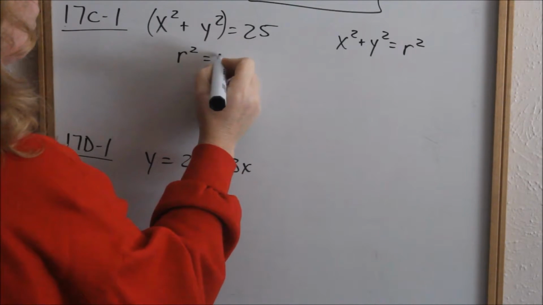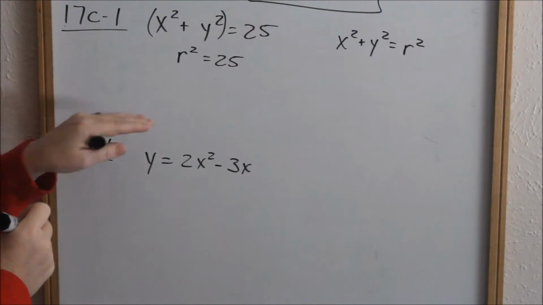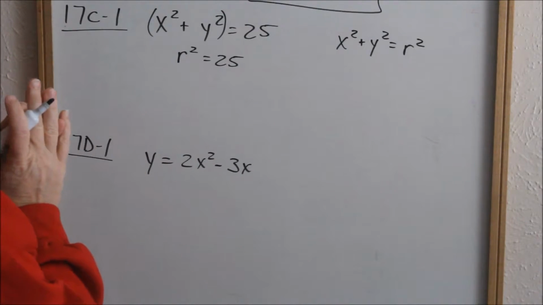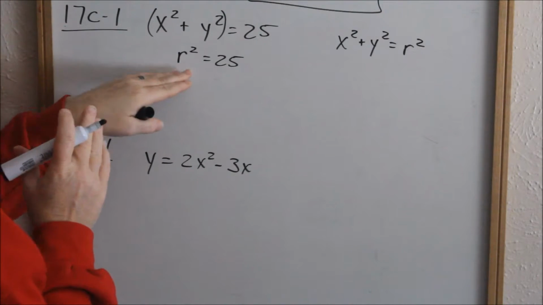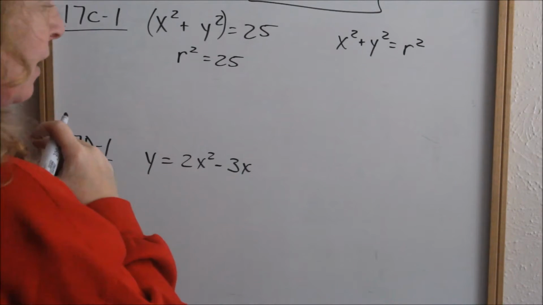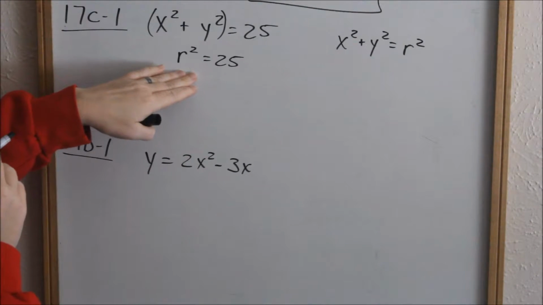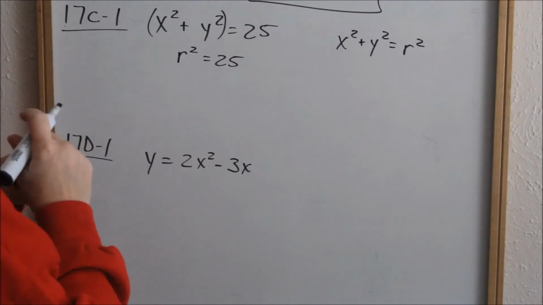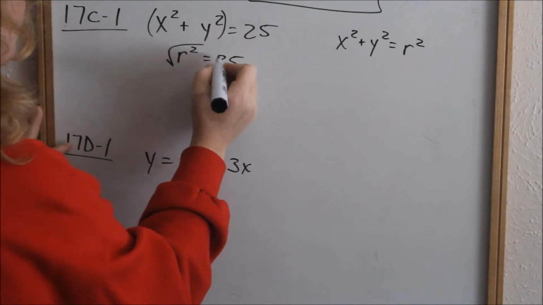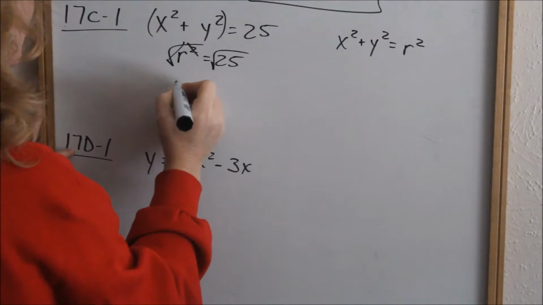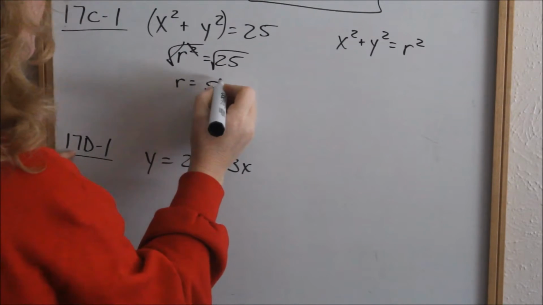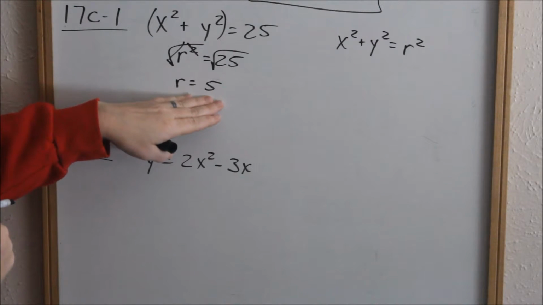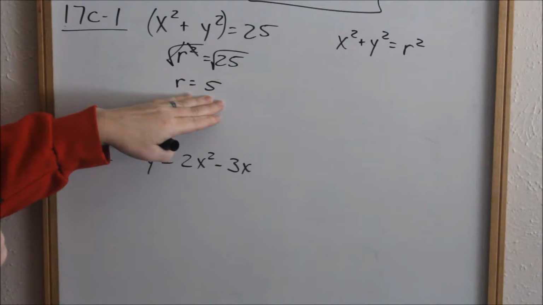So r squared equals 25, but I want the format to be r equals. Generally, 90% of the time it will be r equals something. There are some cases where you leave the r squared here, but 90% of the time it will just be r equals and everything else on the other side. So take the square root of both sides. So that would be r equals 5. And in this case, we're not putting plus or minus because this stands for the radius. So we're only looking at the positive.